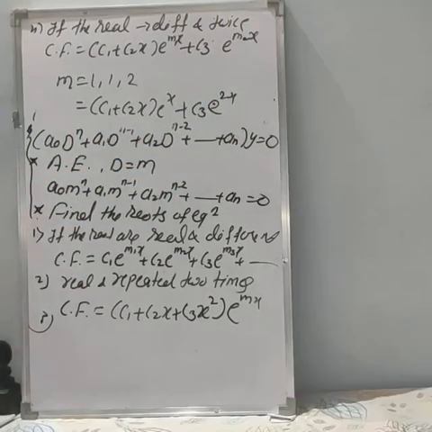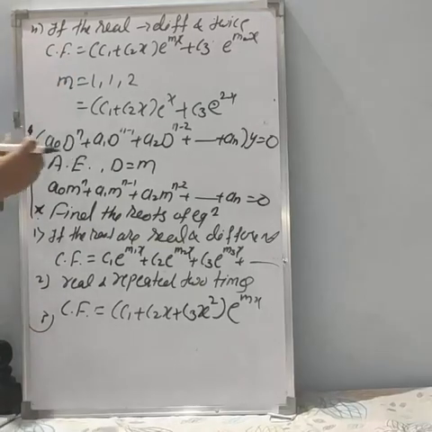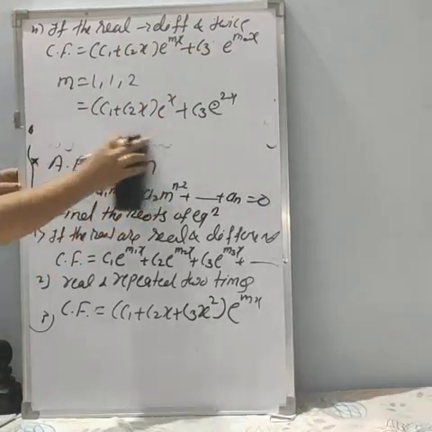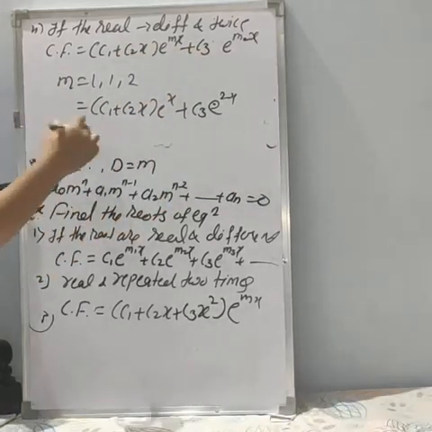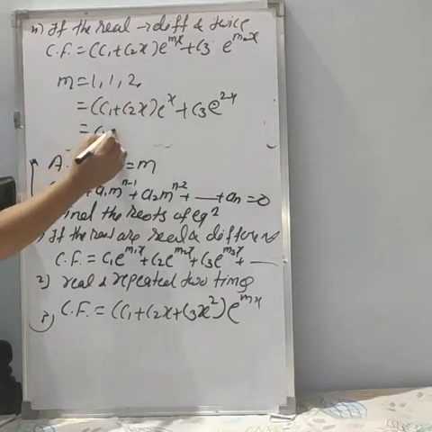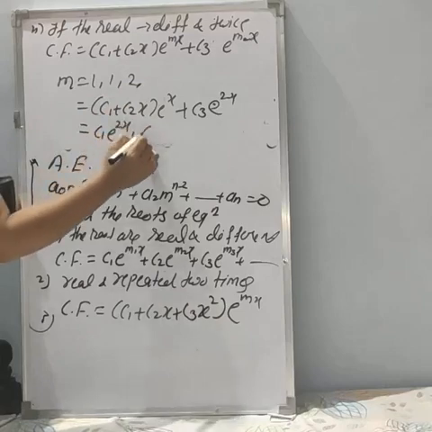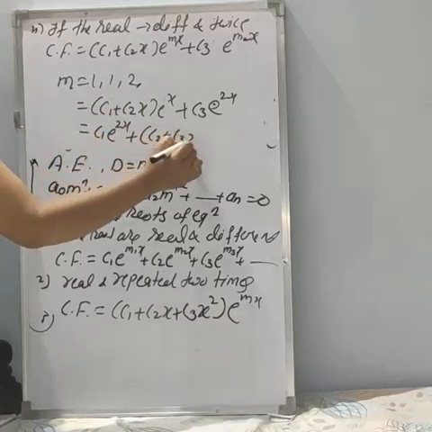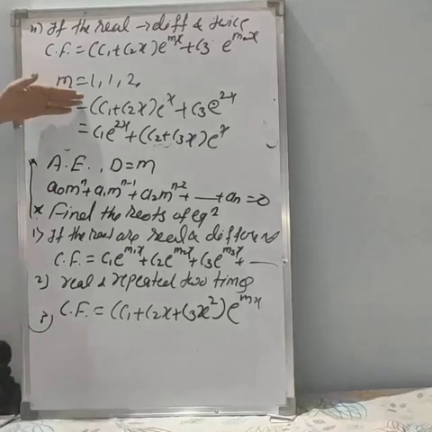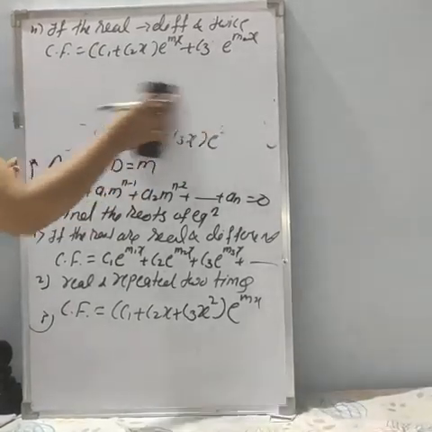This is the complementary function if one root is different and one root is repeated twice. If you want, you can write the c1 first, no problem. The answer is the same either way. So you can write this first, that is c1 e to the power of 2x, plus c2 plus c3x e to the power of x. Both answers are the same. Either you can write in this way or in this way. Okay, so this is one case.